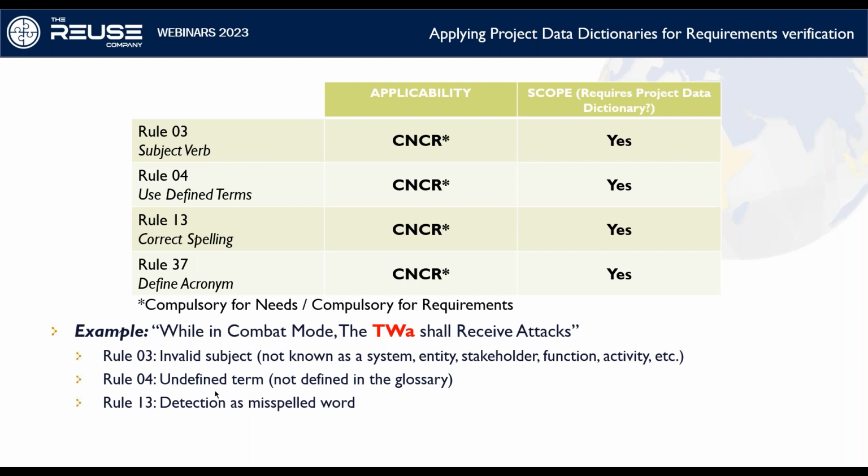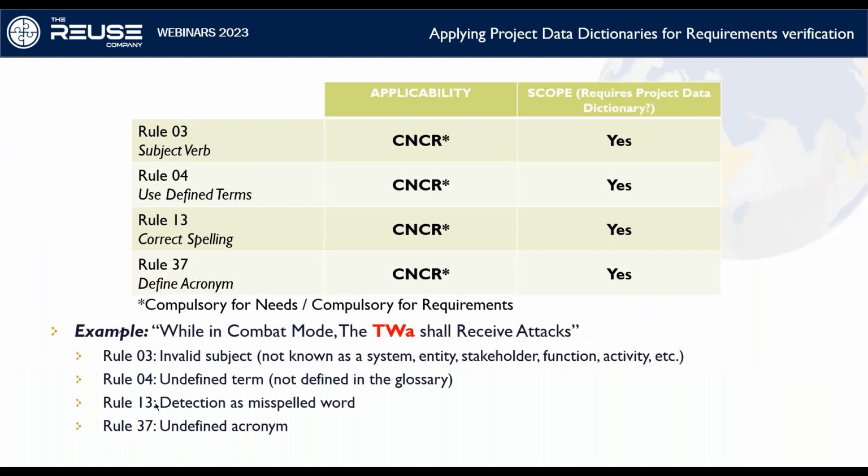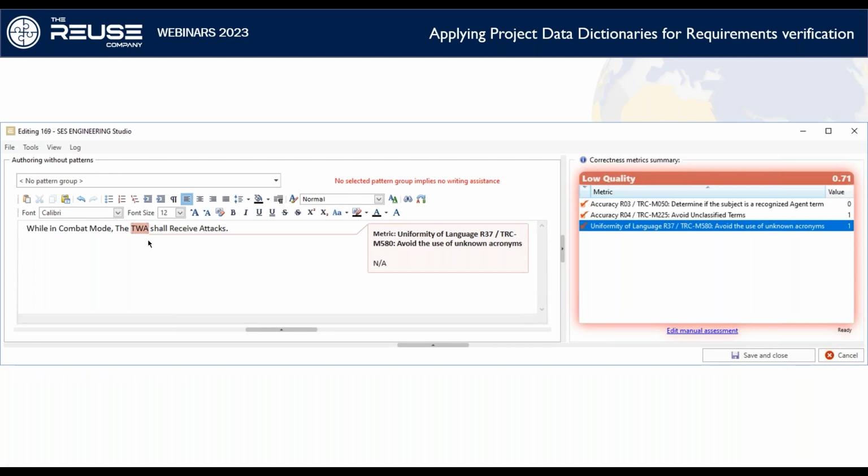So it's an invalid subject. The term is not defined. It's detected as a misspelled word because apparently this is not in the language, and it's an acronym that is not defined. So here in this example, if we write that with all capital letters, the only rule that doesn't appear here is the misspelled word, because the spell checker, when it's all capital letters, usually doesn't flag that as a misspelled word, which is what you would see with the red underlining in Word or in any other document writing tool, for example. And so that's why we have all these three rules appearing. So the subject is not defined, this is not a defined term, and the acronym is unknown.